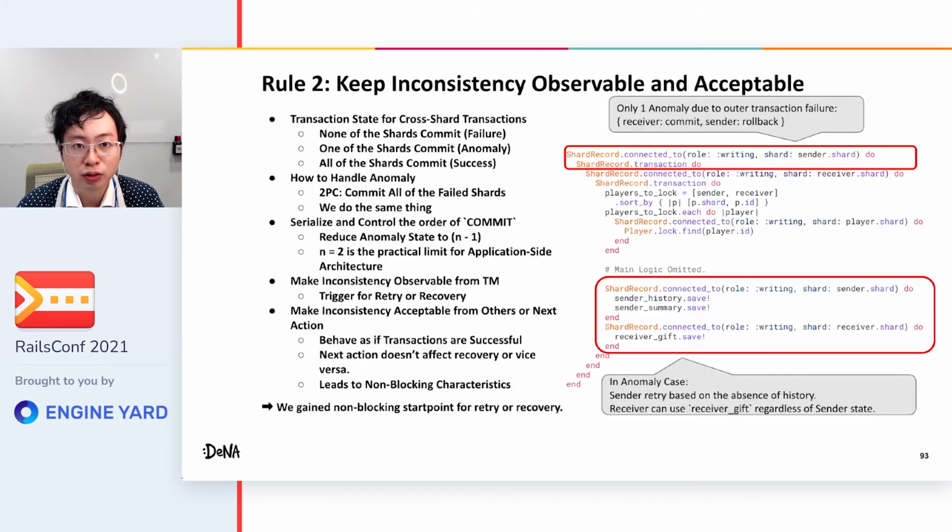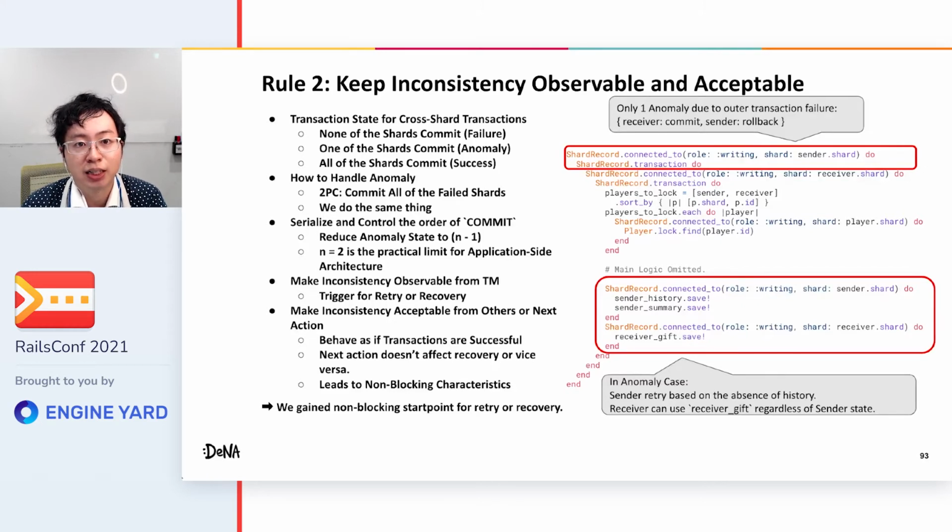Before proposing this rule, we have to know that there are three states for cross-shard transactions. One is none of the shards commit. This is the failure state. The second one is some, and not all, of the shards commit. This is the anomaly state. And the last one is all of the shards commit. This is the success state. In order to recover from the anomaly state, the general two-phase commit forces all the failed shards to commit, so we do the same thing.